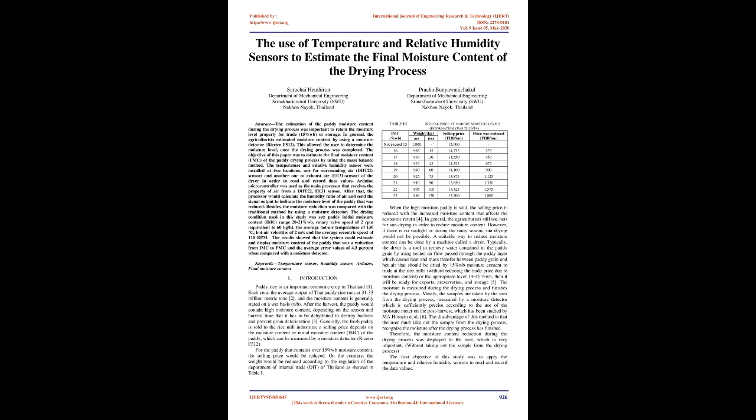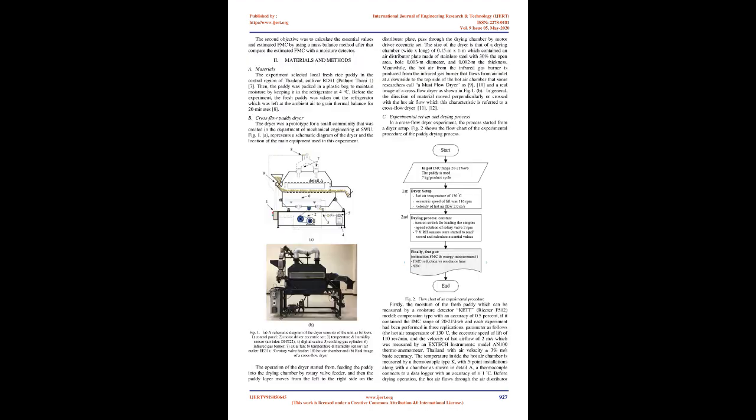When the high moisture paddy is sold, the selling price is reduced with the increased moisture content, which affects the economic return. In general, the agriculturists still use nets for sun drying in order to reduce moisture content. However, if there is no sunlight or during the rainy season, sun drying would not be possible. A suitable way to reduce moisture content can be done by a machine called a dryer.